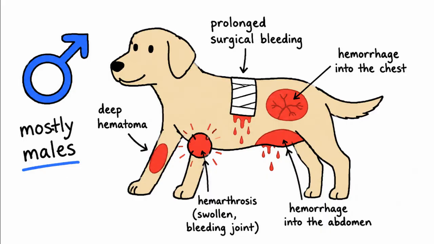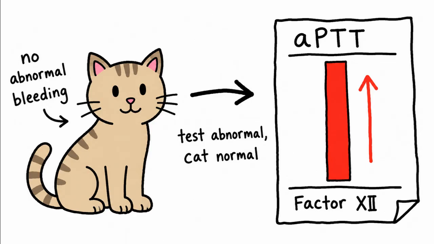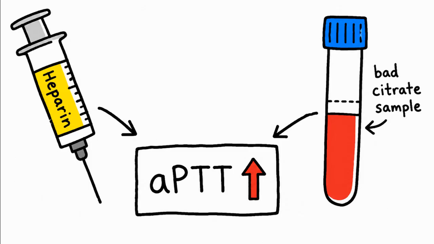However, factor 12 deficiency, which is relatively common in cats, may cause a dramatically prolonged aPTT without causing abnormal bleeding because factor 12 is important in the laboratory test but is not required for normal hemostasis inside the body. Unfractionated heparin and improperly collected citrate samples can also prolong aPTT.